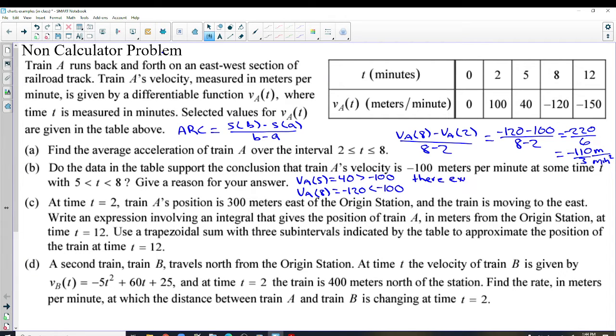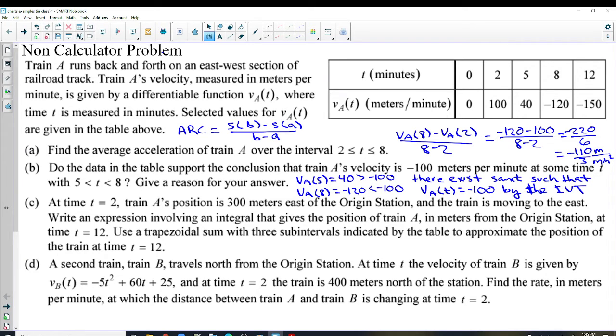Then we can say that there exists some t such that v sub A of t is equal to negative 100 by the intermediate value theorem. The intermediate value theorem says that if you have a continuous differentiable function, then all values in between those two values will be taken on. So from negative 120 to 40, all values will be taken on. Somewhere there's a t that gives negative 100.